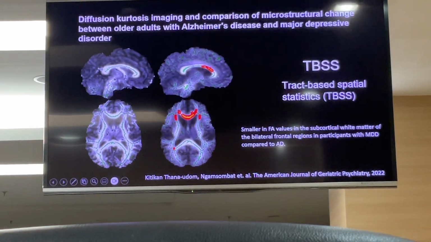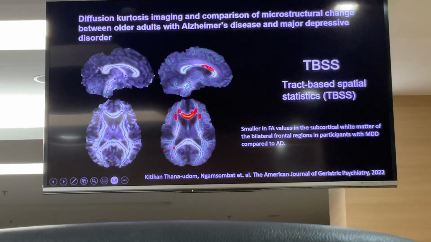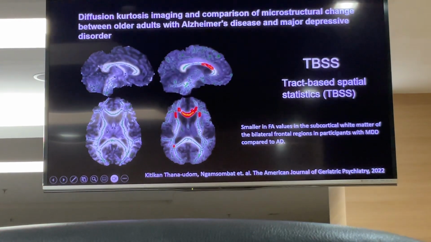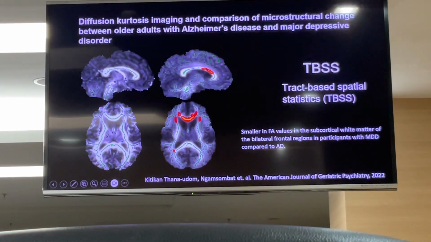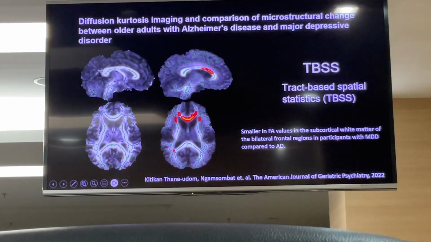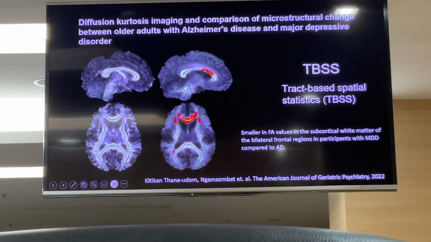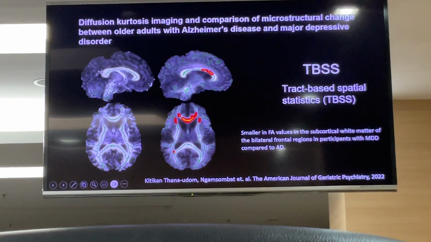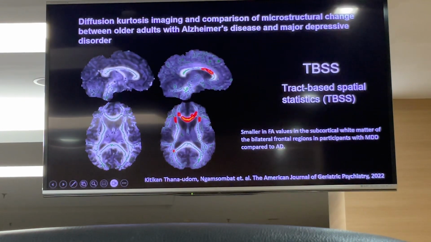Another way to analyze the tensor is tract-based spatial statistics analysis. It scrutinizes the tracts over the whole brain compared to the template that you have. In this study, we analyzed Alzheimer's disease and major depressive disorder and saw how different those kinds of patients are. We see a smaller FA value over the frontal area and the corpus callosum using TBSS.